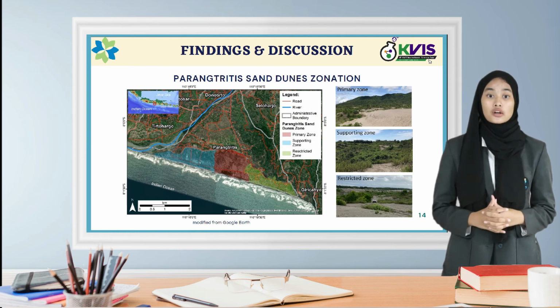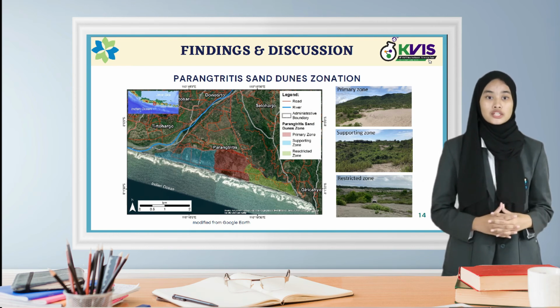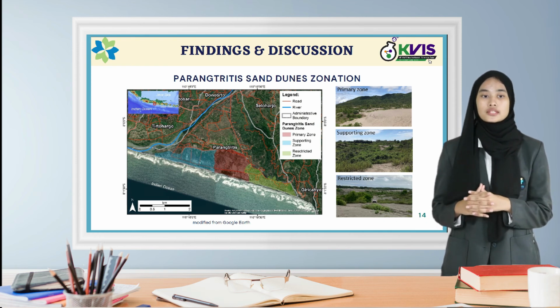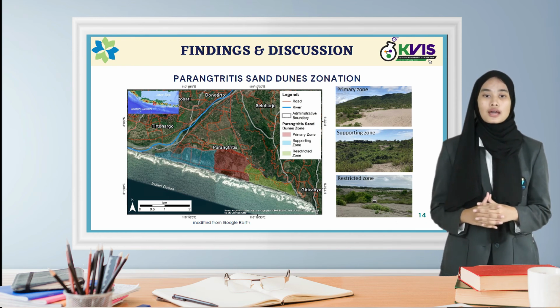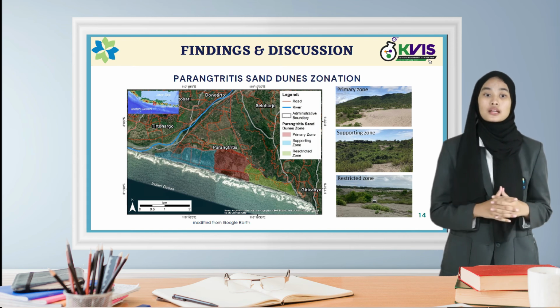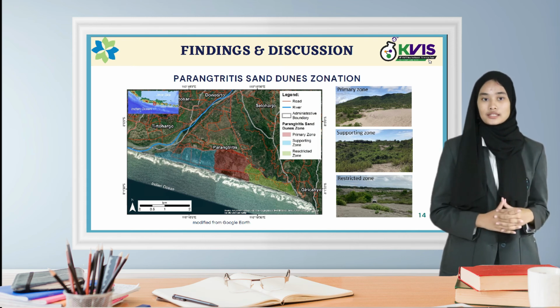Thirdly, the supporting zone. Vegetation that grows in this area serves as a barrier and protection to prevent the movement of sand to residential areas outside the primary zone. Besides that, anthropogenic activities are allowed, namely tourism areas and settlements, to support the economic activities.